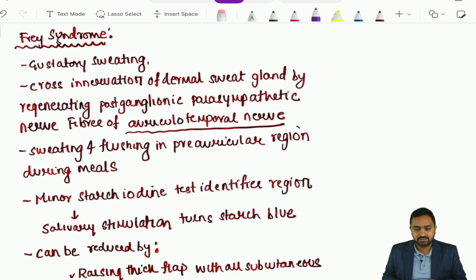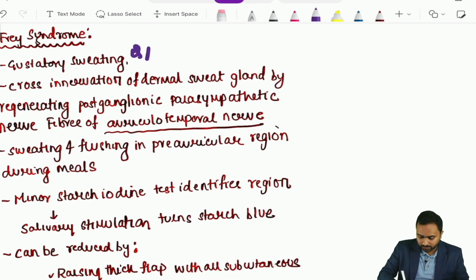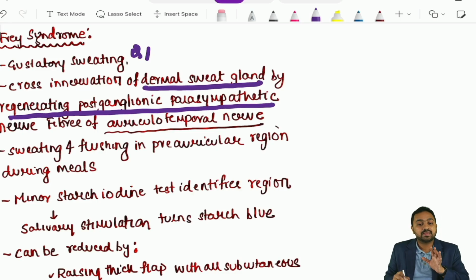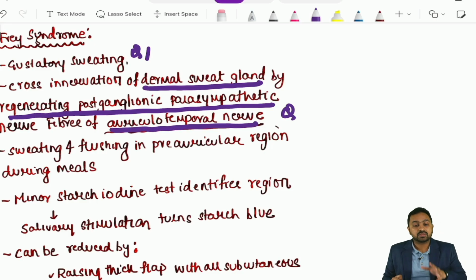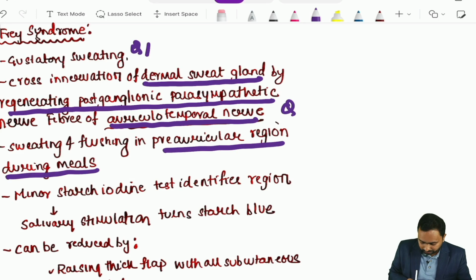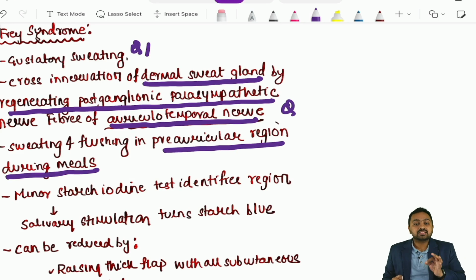So what is Frey syndrome? This is gustatory sweating. It occurs because of cross innervation of your dermal sweat glands by regenerating postganglionic parasympathetic nerve fibers of your auriculotemporal nerve. Sweating and flushing in the preauricular region occurs during meals. A minor starch iodine test identifies the region.